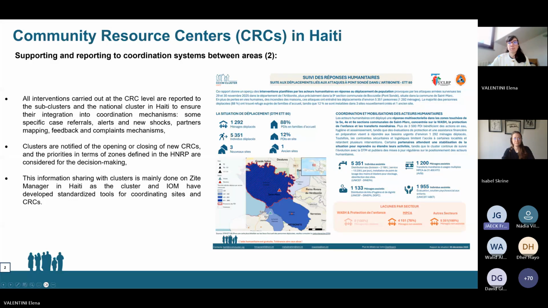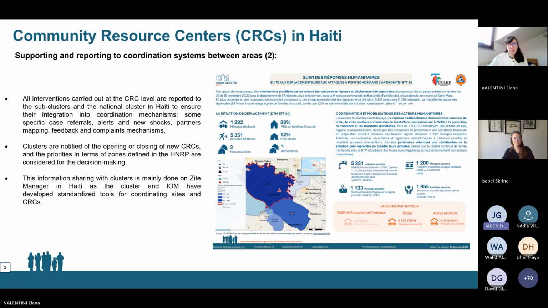Right. So, supporting and reporting to coordination systems between areas. Most of our coordination efforts, as well as our humanitarian interventions, are reported back to the CCCM cluster for adequate coordination between partners who would be intervening in said shocks. Here on the slide, you'll see this is a suivi des réponses humanitaires. It's basically a sitrep on the interventions that were planned and implemented by the partners in response to ETT 80. After the alert is sent, partners work together to coordinate humanitarian assistance.